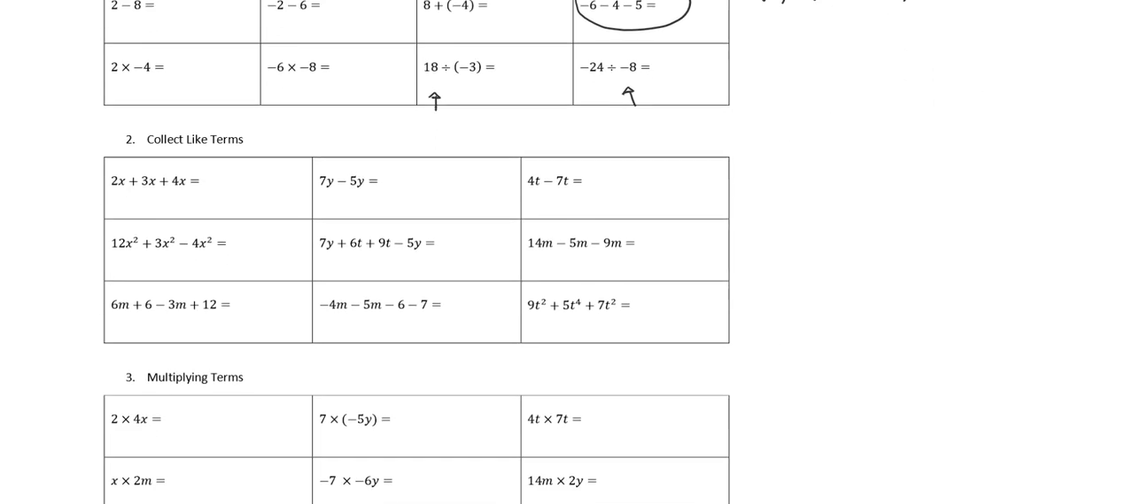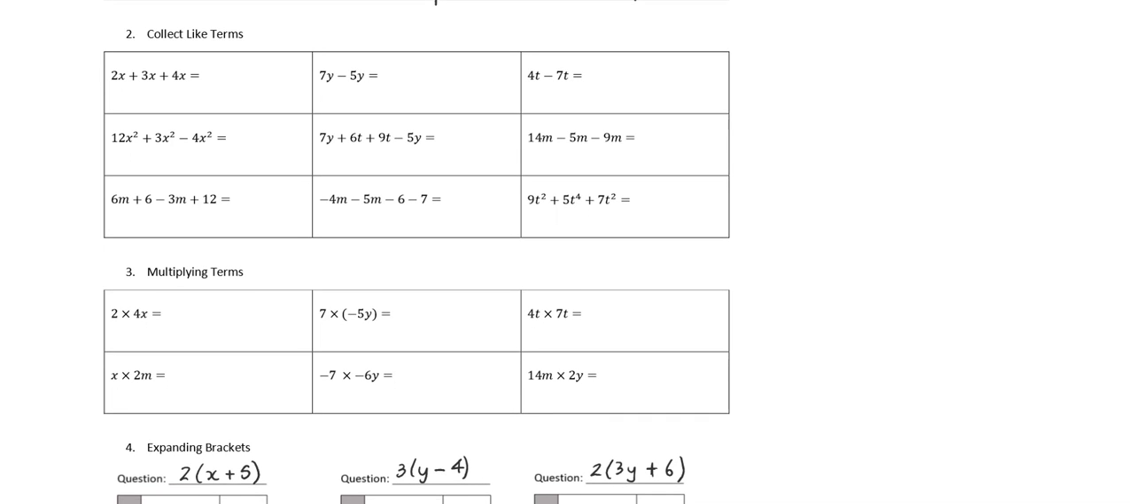Question 2 asks us to collect like terms. So you're looking for terms. For example, this first one has 3 terms. You're looking for terms that have the same letter. Now in the first question, each of these terms has just x as their letter, so we can add 2x plus 3x plus 4x is going to give us 9x. The next question has like terms of y, so we can just do 7y minus 5y. The third question, we have 4t minus 7t, so we can definitely do this, it's the same letter, but we have to be careful because 4 take away 7 is actually minus 3t.